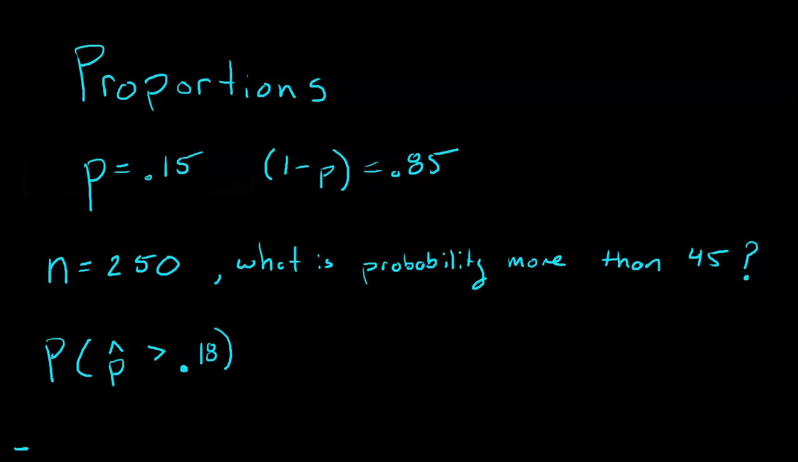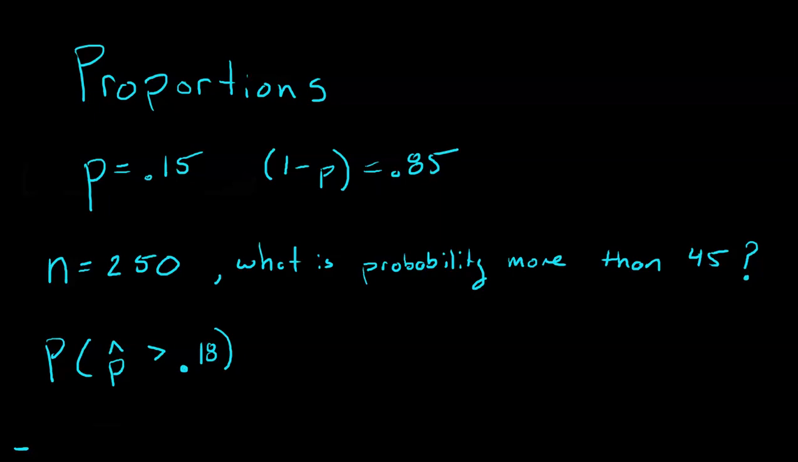Let's say that we know 15% of all jelly beans in the world are green, which means that 85% are not. So success is getting a green jelly bean. Failure is not getting a green jelly bean. So 15% versus 85%. Now, let's say we take a completely random sample of 250 jelly beans, and we ask, what's the probability that more than 45 of them are green?